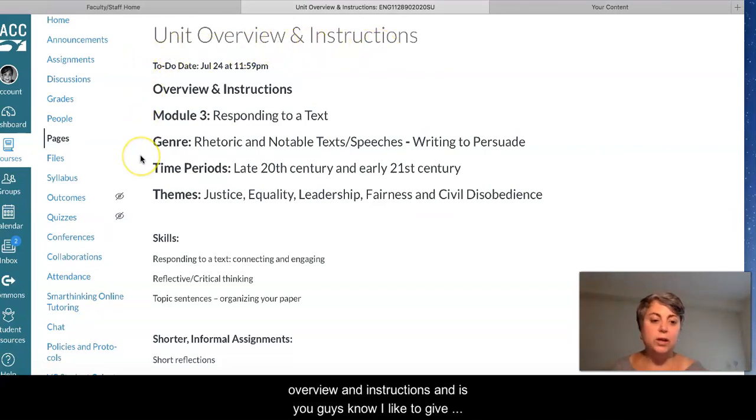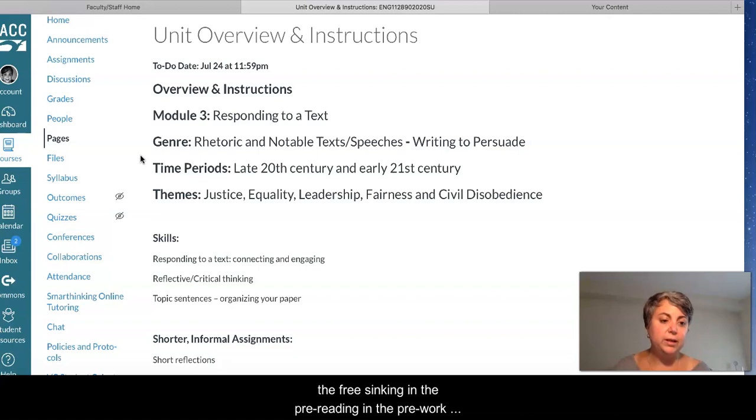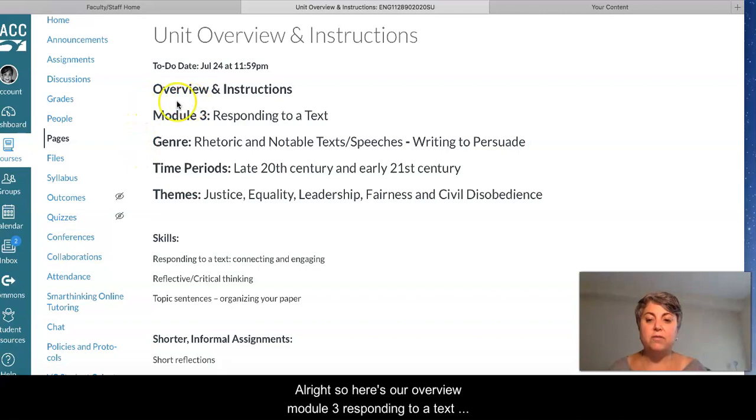And as you guys know, I like to give a good overview and introduction to the unit. I think the pre-thinking and the pre-reading and the pre-work really makes a big difference in terms of comprehension and connections that we make when we're actually reading our texts. All right, so here's our overview.